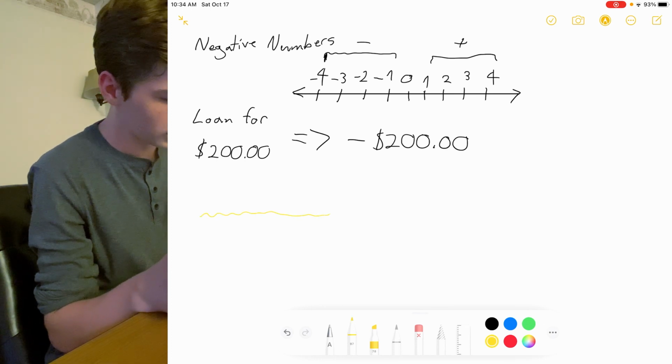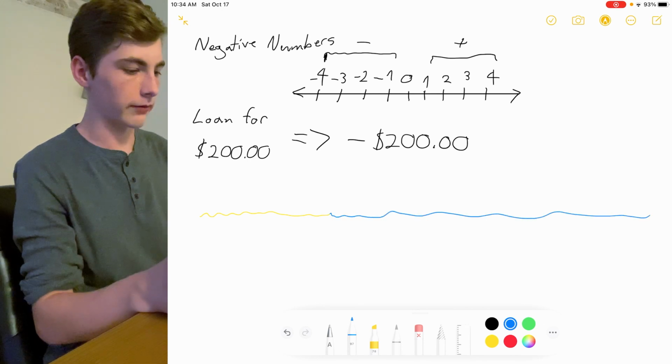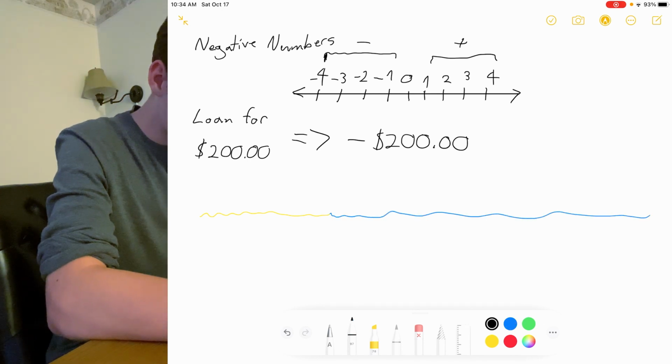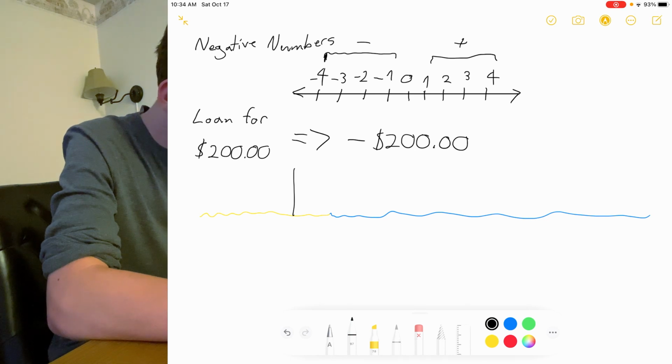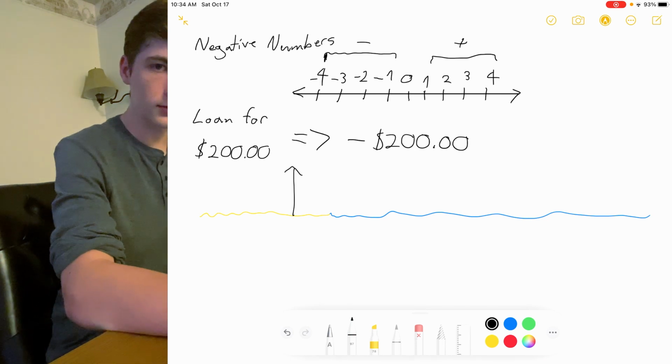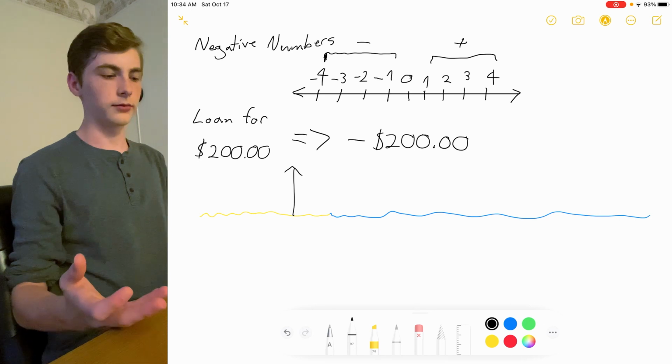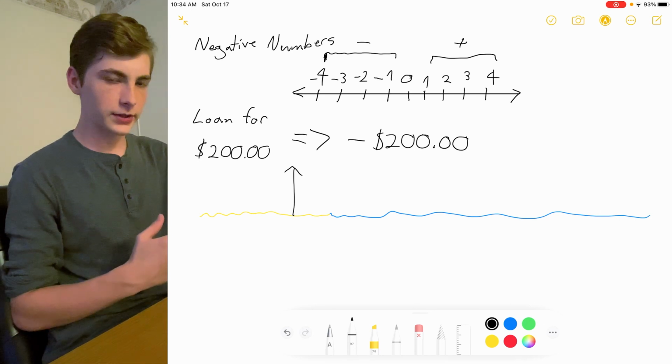Another example would be, let's say we've got the beach here, and then we have the ocean water here, sea level. If we go up this way, that'll tell us how high we are, our height above sea level.